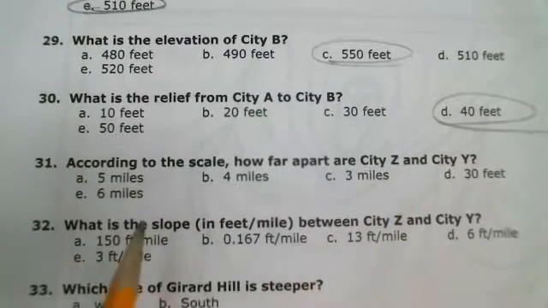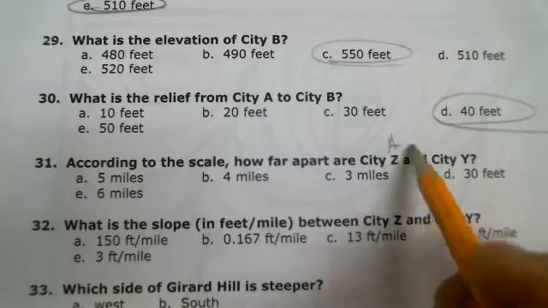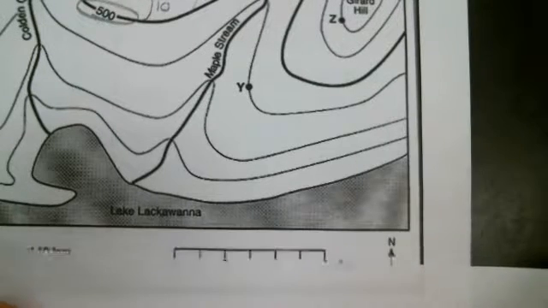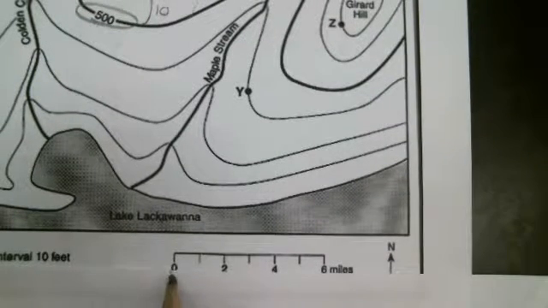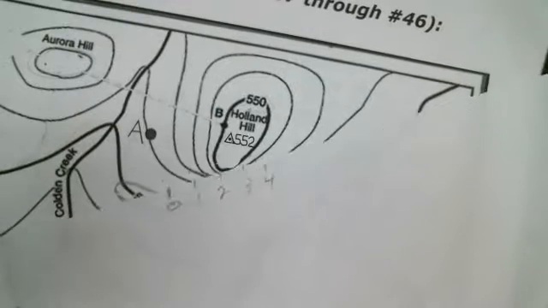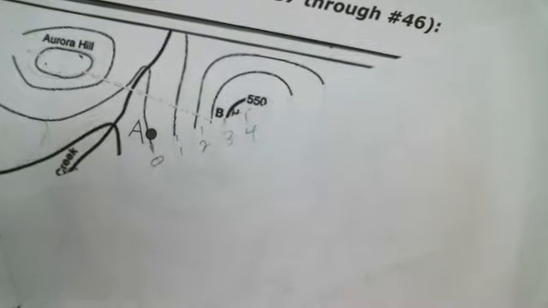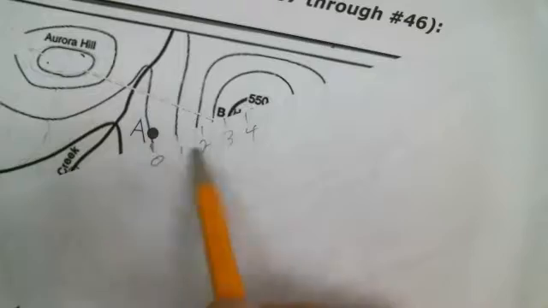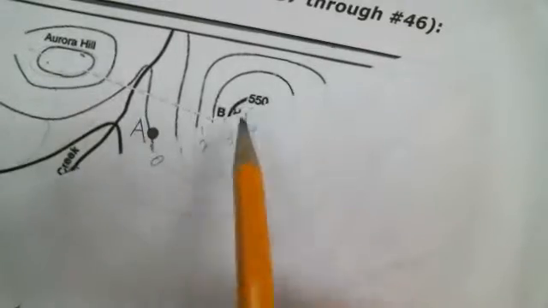Number 31. According to the scale, how far apart are cities, oh, that should be A and B. So we look at the scale here, and on a scratch piece of paper, we label 0, 1, 2, 3, 4, and we use that scale up here between A and B, and we can see that it is 3 miles apart. Number 31, the answer is C.